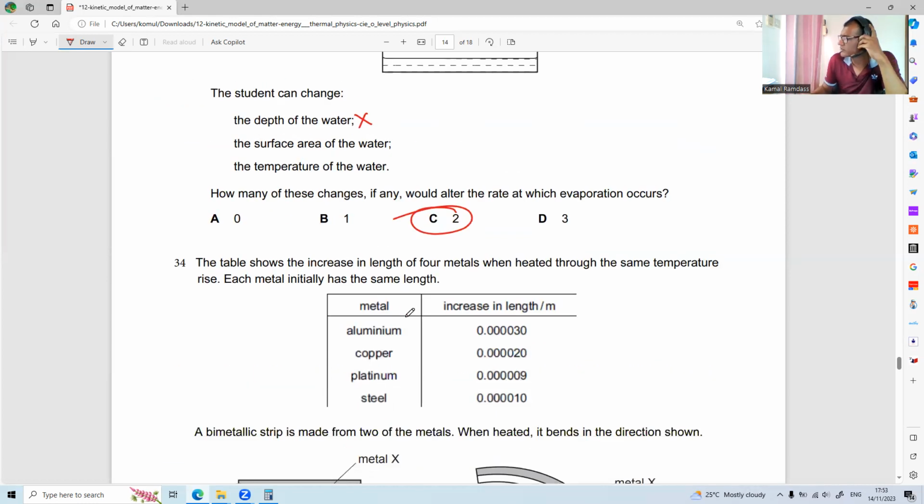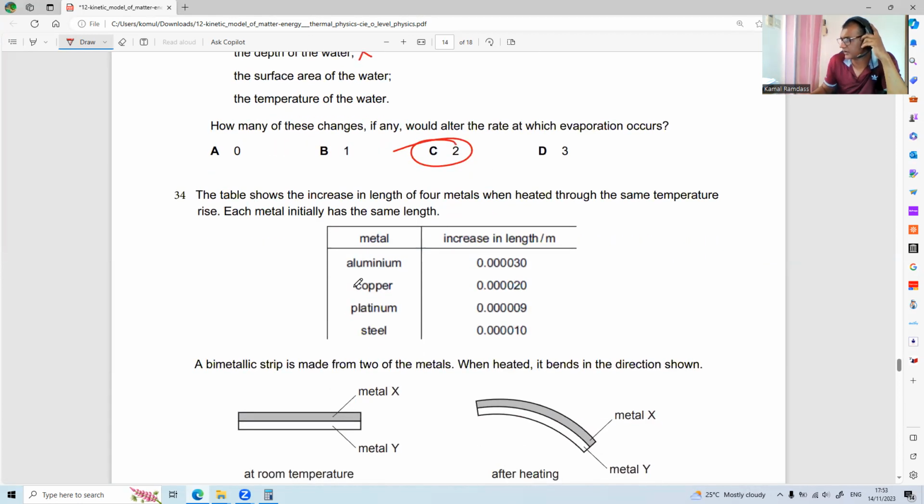The table shows the increase in length of four metals when heated to the same temperature. Each metal initially has the same length. Okay. Aluminium increases the most. Copper, less. Platinum, less. And this one is third. So the one that increases more, we say first, second, third, fourth, in terms of expansion.